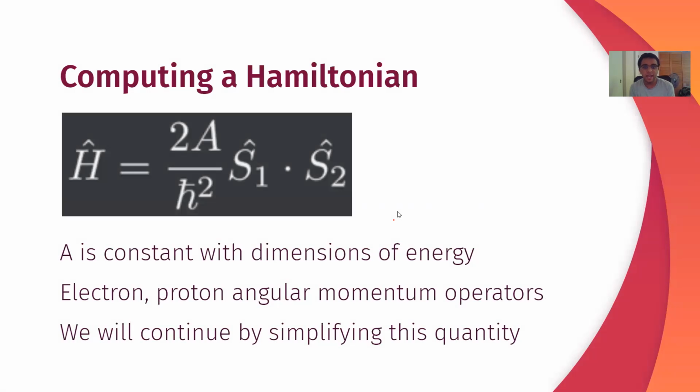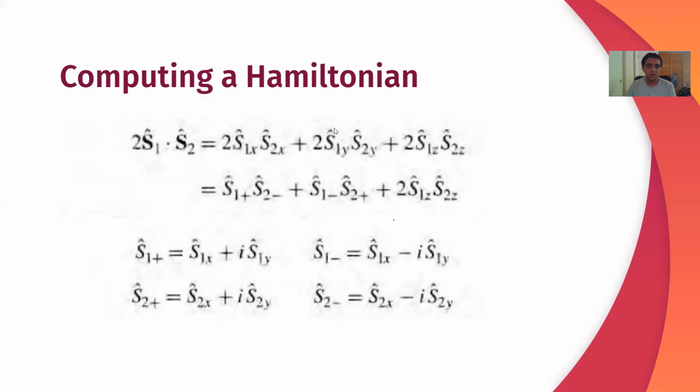Next, we'll discuss computing a Hamiltonian, which will later be useful in our Schrodinger equation. So here A is a constant with dimensions of energy, and we're familiar with H bar already from previously. And we also have S1 and S2, which are our angular momentum operators. And so now we'll simplify by recognizing the S1 dot S2 right here. We can simplify this as follows, using this S1 plus, S1 minus, S2 plus, and S2 minus notation, and some substitutions. And this is how we're going to compute our Hamiltonian here.